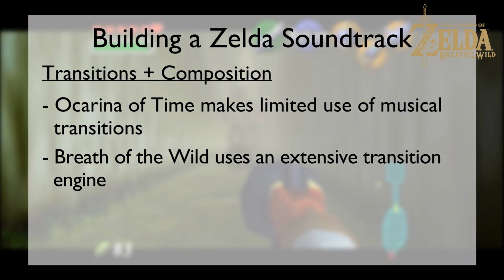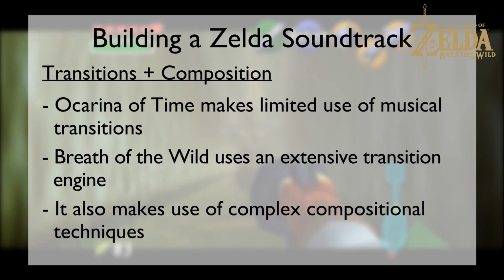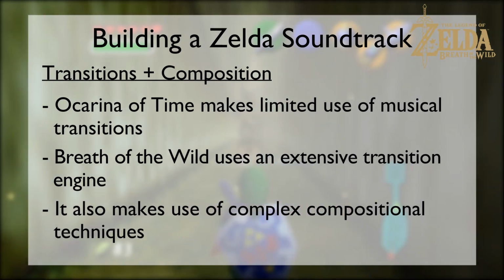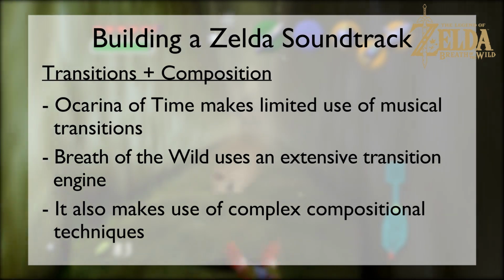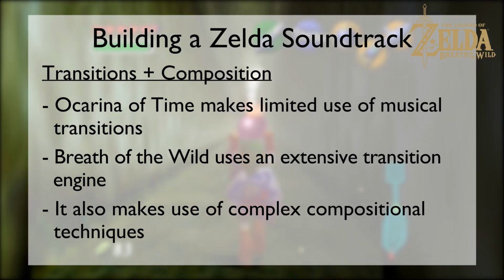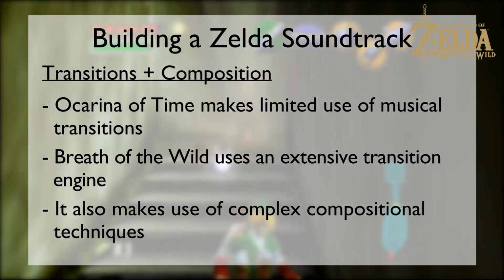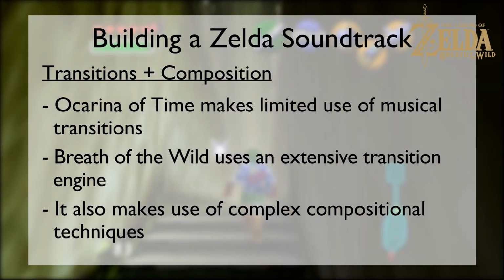useful gameplay information. In addition to its transition engine, Breath of the Wild also makes some use of algorithmic open form. Both the game's field track and battle theme feature small variations which change each time they play.